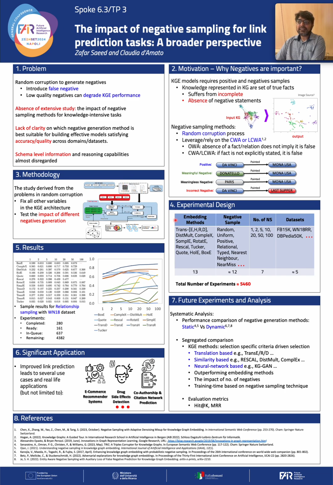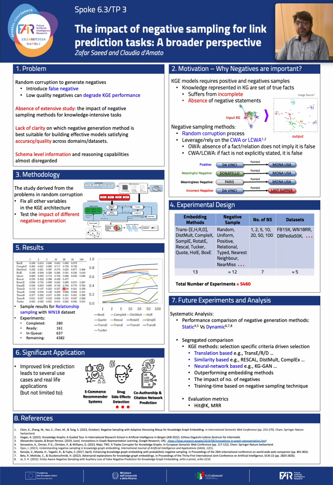Our experimental design involves extensive experiments with 13 embedding methods that are widely used in such scenarios, with approximately 12 negative sampling methods, and a variety of numbers of negatives against each positive that we are going to test on 5 different data sets. So this extensive experimental design may require well over 5,000 experiments.